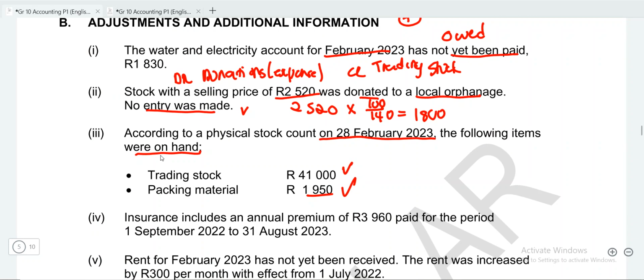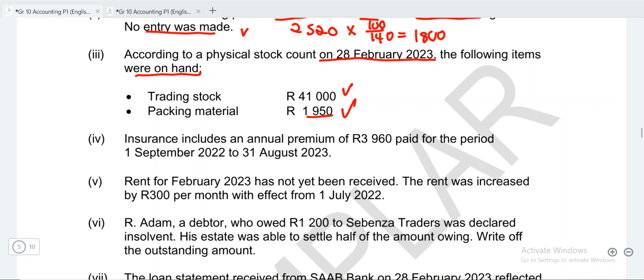So let's go to the next part. The next part here, they're saying that insurance includes an annual premium of 3,960. Now once they say annual premium, think about 12 months. It means that this item was paid for 12 months. They say it was paid for the period from 1 September 2022 to 31 August 2023. If you count from September to August, you're going to realize that it's going to be 12 months.